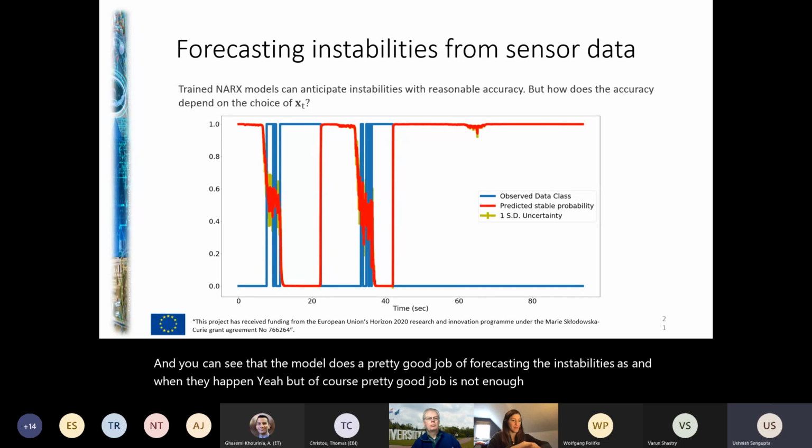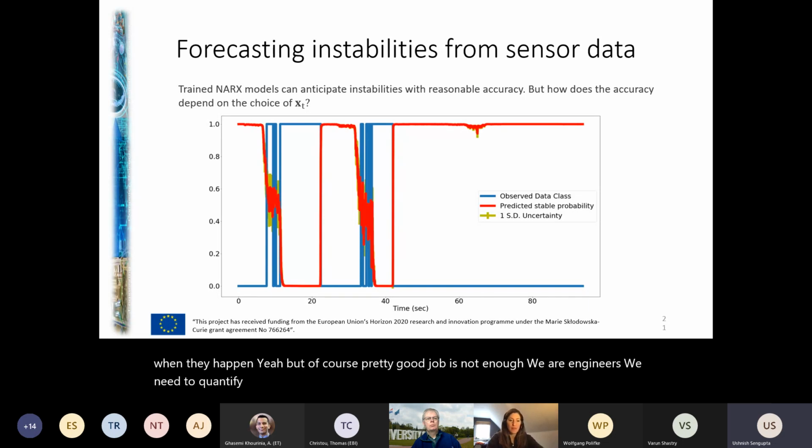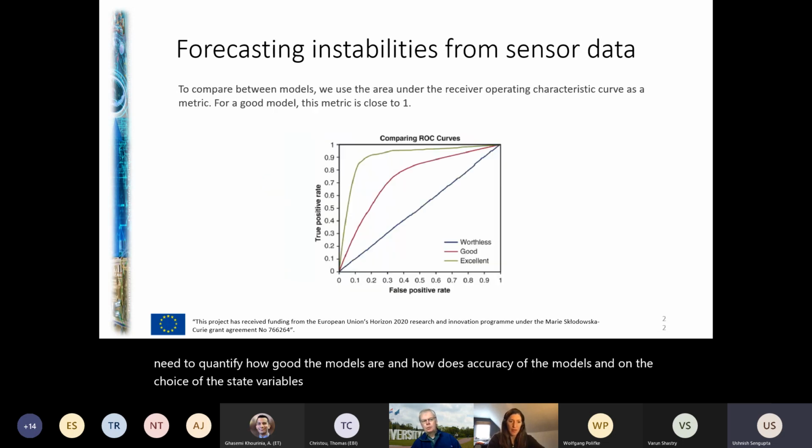We are engineers. We need to quantify how good the models are, and how the accuracy of the models depends on the choice of the state variables that we feed into the model.